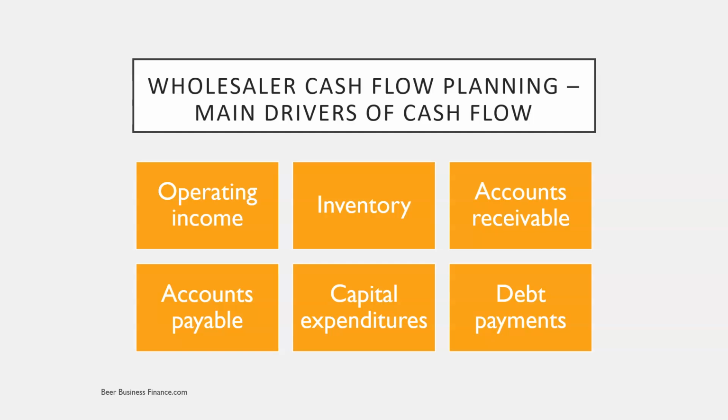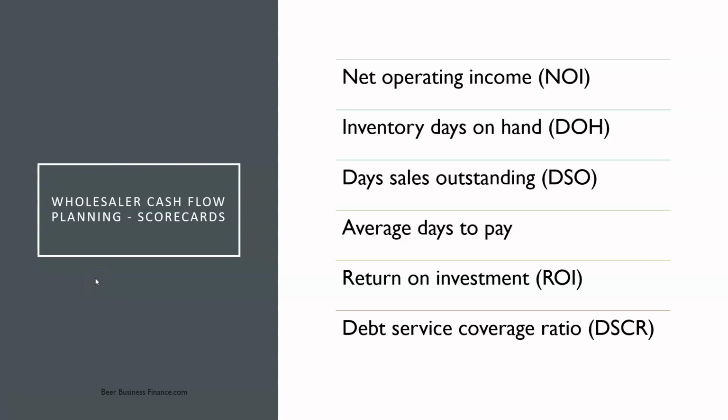Some of these might not be relevant for your particular business, i.e. accounts receivable. If you're in a COD state, that might not be something that you need to manage. But we're really looking at these 6 things: operating income, that comes from our income statement; inventory, accounts receivable, accounts payable, capital expenditures, and debt payments. So look at ways that you can really scorecard each of these. And the upshot here is if you measure, manage, and improve one or more of these items, you're going to improve your cash flow. So it's just that simple.